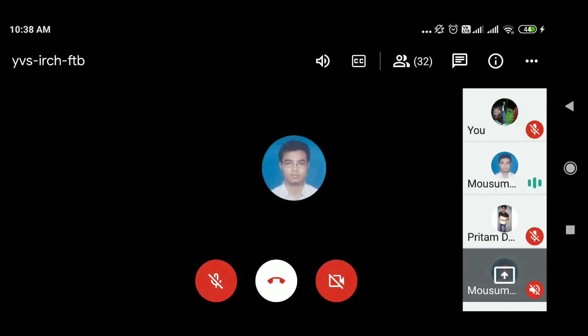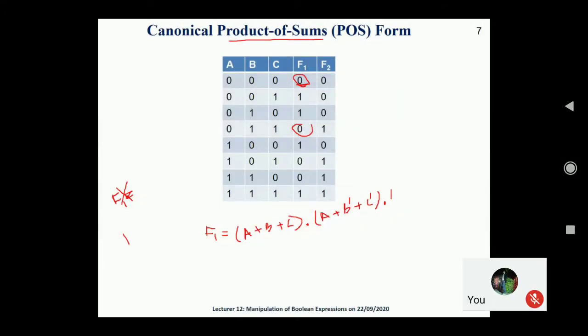Okay. After that, again we are using the product term, and the next term is what? This one is 0. So what are we writing here? A bar plus B plus C bar. Yes or no? Yes, sir. And the last one is 0.